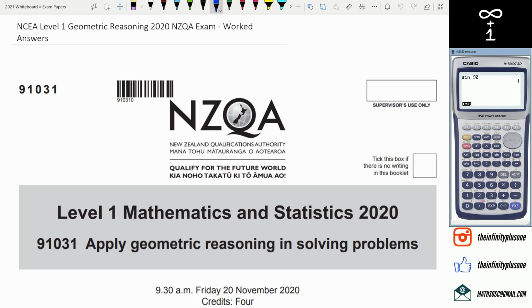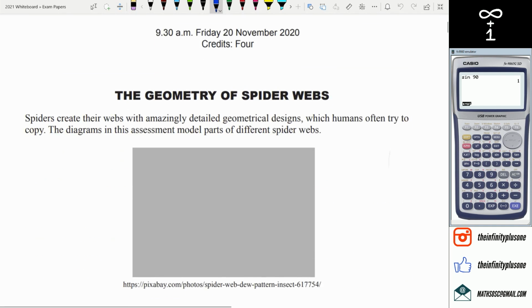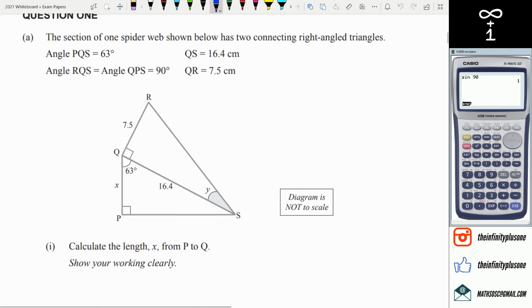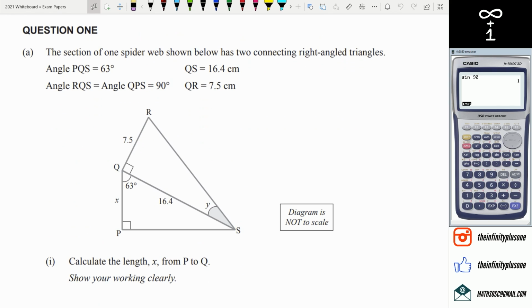Okay, so with that in mind, let's move on to question 1A, the geometry of spider webs. As I said earlier, this paper is sponsored by spiders, and you can see a bit of a pattern that pops up. Unfortunately, I couldn't get the picture here. I tried looking for it, but the paper on the website is without any pictures, which makes it a bit more challenging. Anyway, we should still be able to work through some of these questions without that picture.